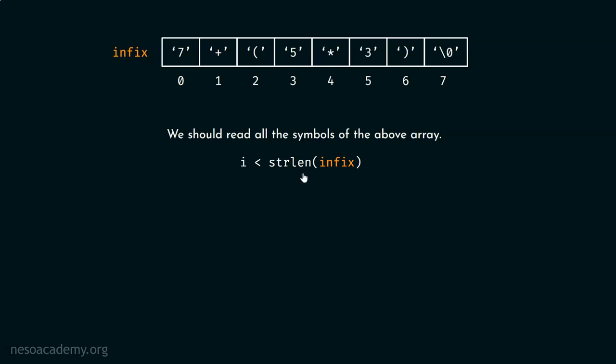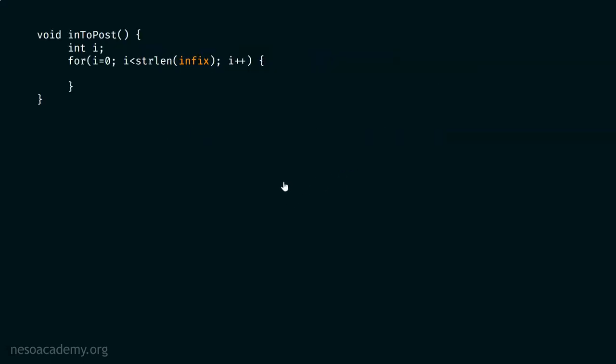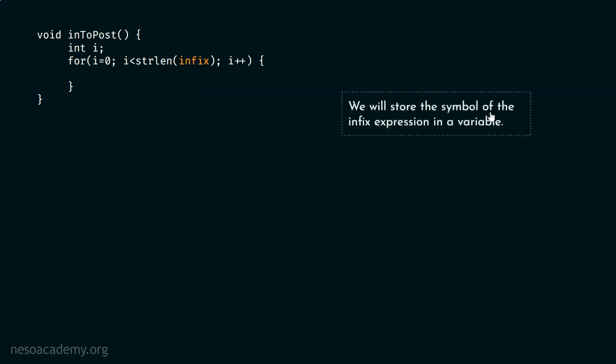Now we can check this condition: is i less than string length of infix? If it is the case, we'll continue. Otherwise, we'll get outside of the loop. So in this for loop, we'll check this condition: is i less than string length of infix? Okay. Now, we will store the symbol of the infix expression in a variable. It is also a very important requirement. We must store the symbol of the infix expression, right?